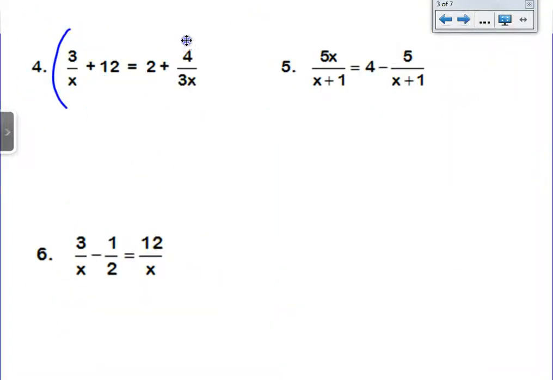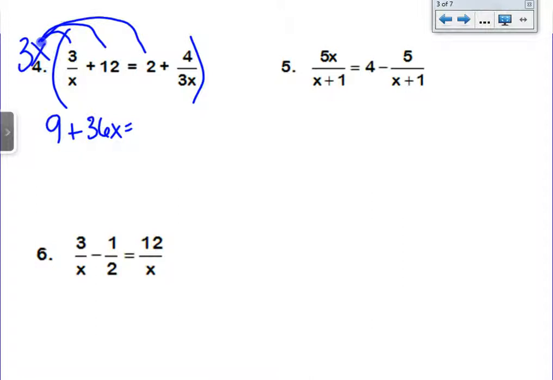Okay, our next problem. What I'm going to multiply by would be our common denominator, which would be a 3 and an x. So if I were to distribute that to my first fraction, the 3x won't totally cancel, but the x's will cancel. So the x's are gone, and you just have 3 times 3, which is 9. Now for the next fraction, nothing's going to cancel, so you have 3x times 12, which is 36x. Okay, equals 3x times 2, which is 6x. And then the last fraction, 3x and 3x will cancel, giving you a plus 4.